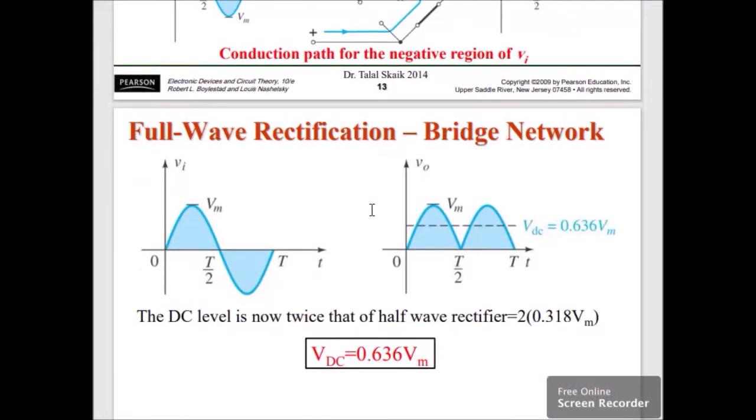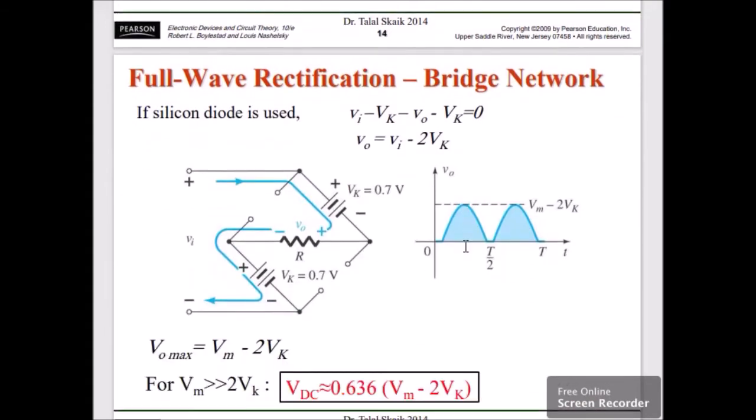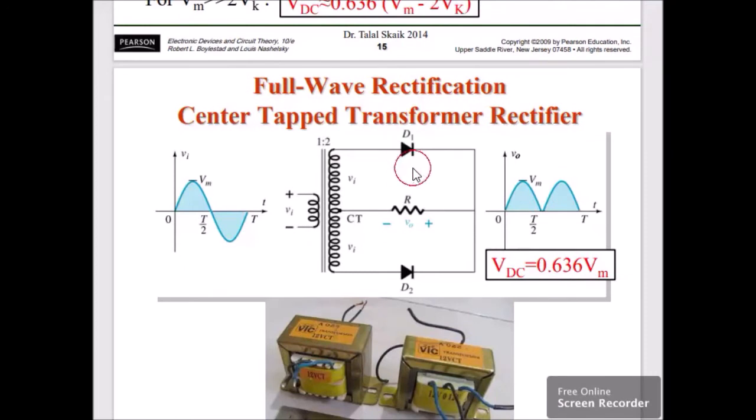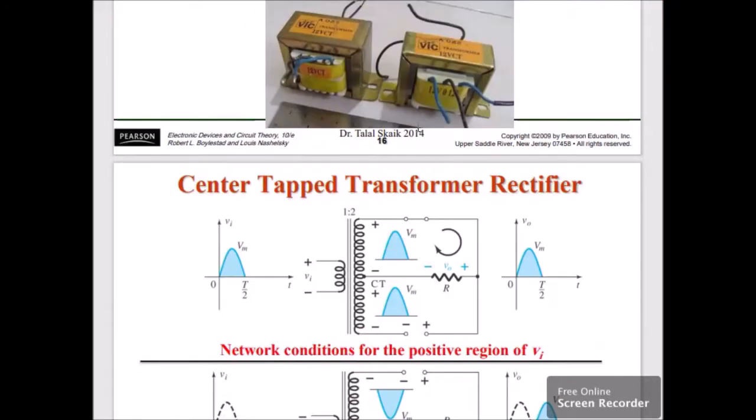And then na-mention din po na meron tayong VDC na kapag full wave siya, yung ating VDC is 0.636 ng VM. Okay, kumbaga yung average na DC na makukuha natin dito is 0.636 ng VM, which is just twice lang po ito ng ating half wave rectifier. And then, aside from the bridge network, pwede din tayo makakreate ng full wave rectification using our center tapped transformer. Alright, kasi full wave din po ang output ng ating transformer. Meron din tayong 0.636 VM na VDC po na makukuha kapag meron tayong ganitong klase ng output and circuit.